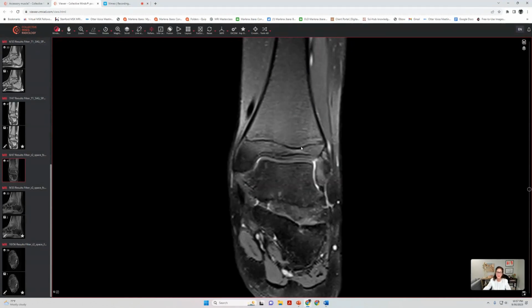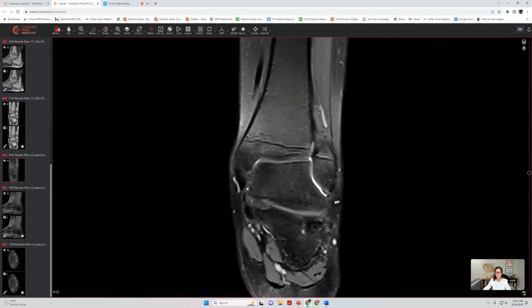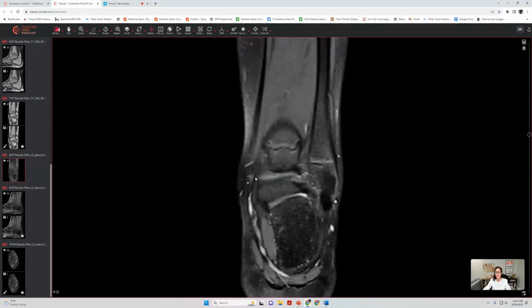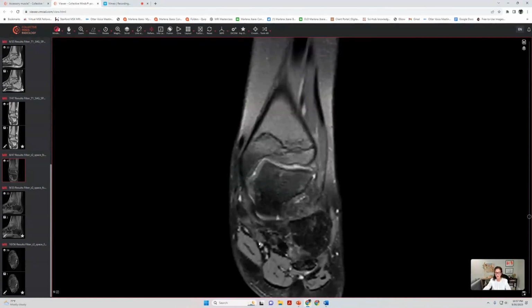Moving from the medial to the lateral side on coronal imaging, we can appreciate our medial flexor tendons coming down: the posterior tibial, flexor digitorum, and flexor hallucis longus tendons. We can see the nerve, artery, vein bundle between these regions. That's your posterior tibial nerve at your tarsal tunnel.